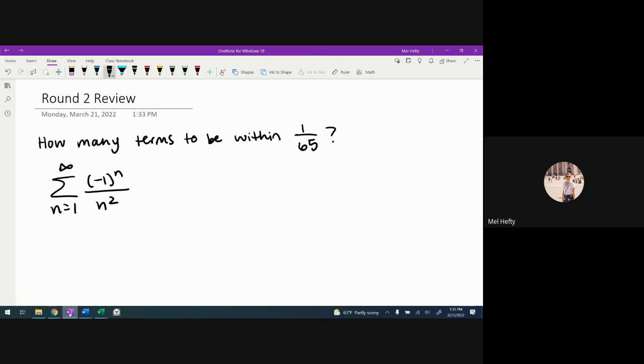Alternating series error bound. So it asks about some conditions that needed to be true for this error bound to work. Does anyone know those three conditions? Alternating. Decreasing in magnitude. Limit as it approaches infinity of 1 over n squared equals 0. Yeah, that's very accurate to this question.